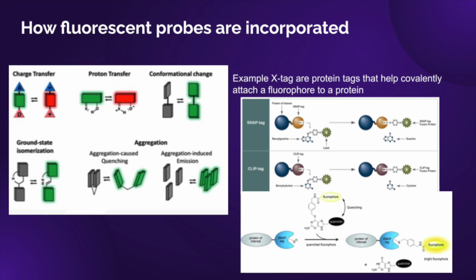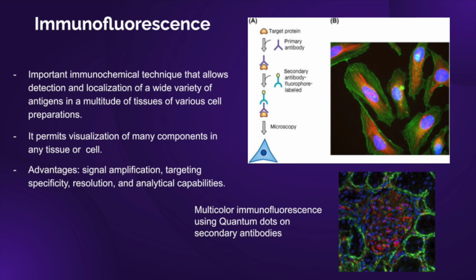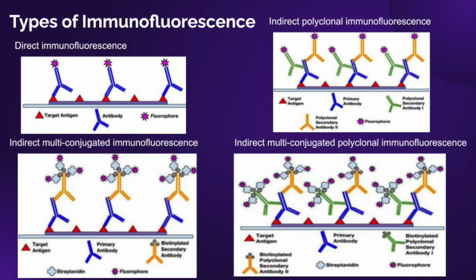pH or temperature. Immunofluorescence is an important immunochemical technique that allows detection and localization of a wide variety of antigens in a multitude of tissues and various cell preparations. Various types of immunofluorescence procedures are available, but the gist of it is that it produces light when an antibody binds to the target antigen.